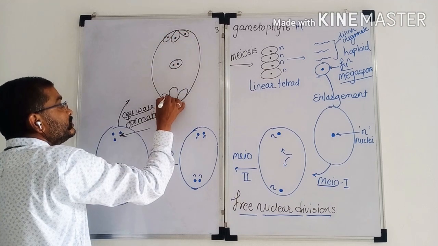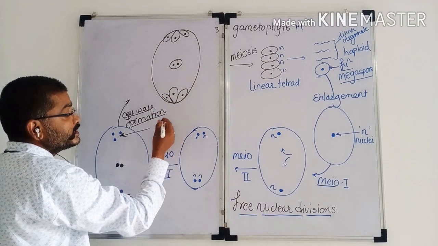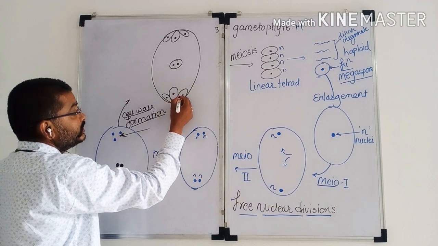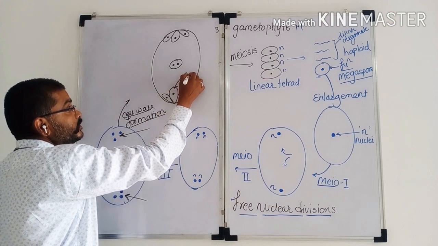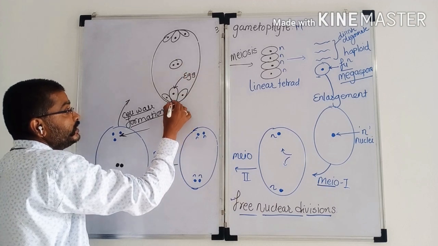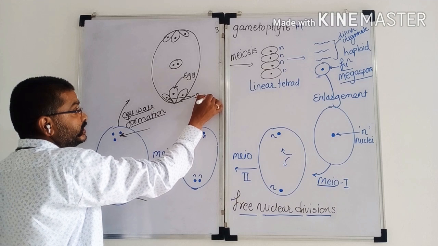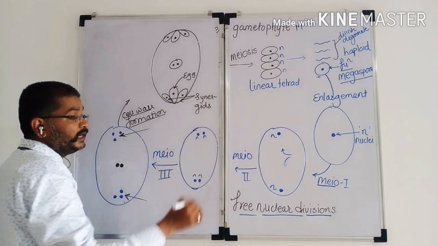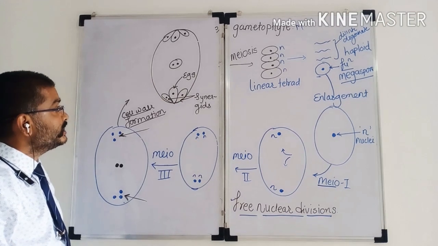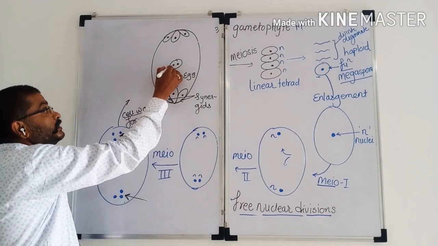Now from this 7 cell 8 nucleated structure, the 3 cells present towards the chalazal side are called the egg apparatus. From these 3 cells, the central cell is called the egg or female gamete, whereas the 2 lateral cells are called synergids. Now these synergids help during the entry of the pollen tube inside the embryo sac before fertilization.